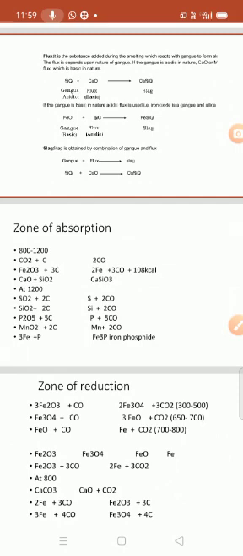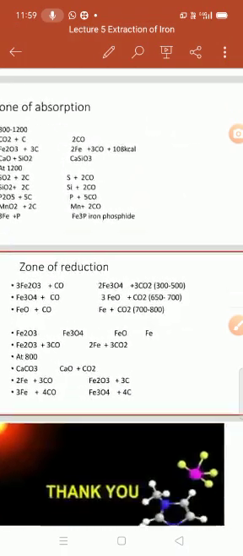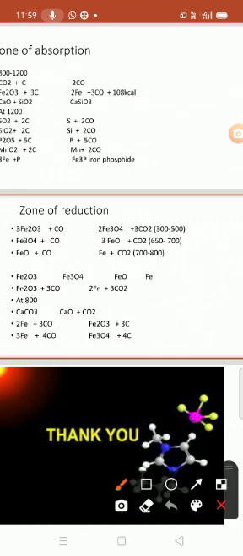There are mainly three zones. The temperature in the first zone is between 300 to 800 degrees Celsius, that is dull red heat. Here first Fe2O3 reacts with CO, at a temperature between 300 to 800.